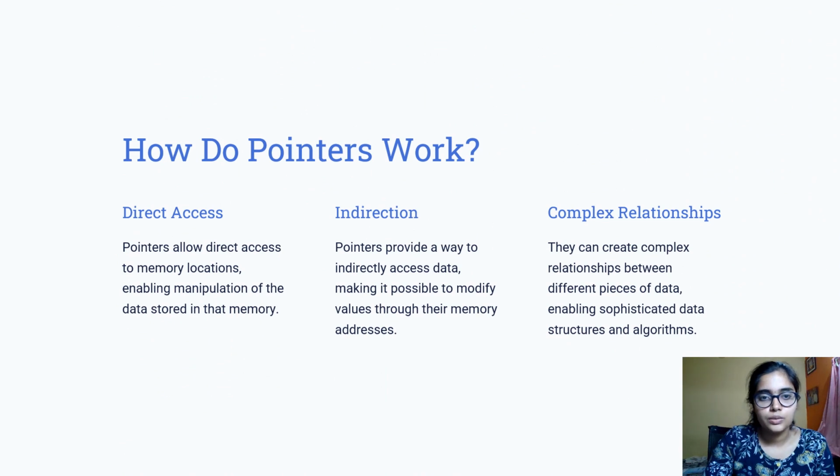Now let's learn how pointers actually work. First is direct access. Pointers allow direct access to memory locations, enabling manipulation of the data stored in that memory. And second is indirection. Pointers provide a way to indirectly access data, making it possible to modify values through their memory addresses. And third is complex relationship. They can create complex relationships between different pieces of data, enabling sophisticated data structures and algorithms.